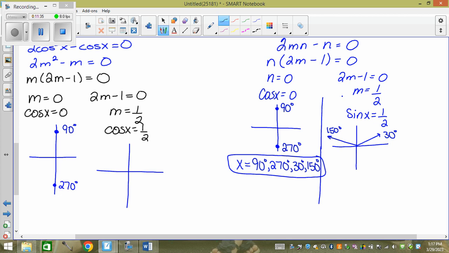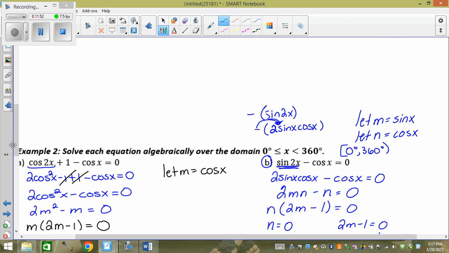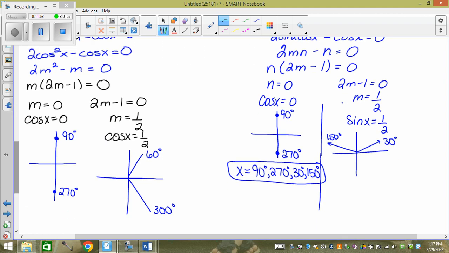Cos x equals a half here and here. Cos is x. Cos x equals a half at 60 and 300. So we go back and look at what variable it is, because we don't want to put theta, because this is not theta. What is my variable? X. So in the end, I want to say x equals 60, 90, 270, 300.